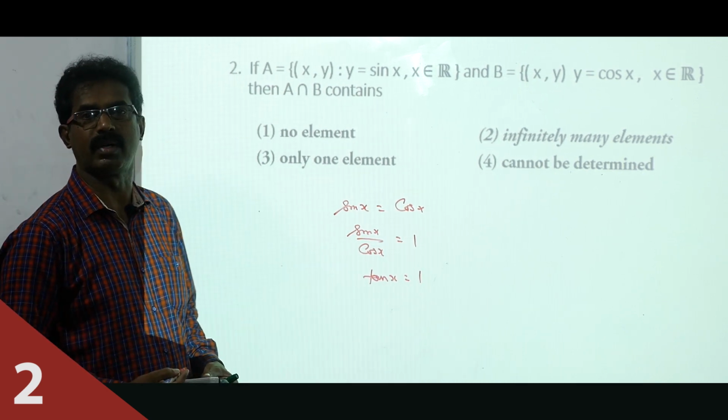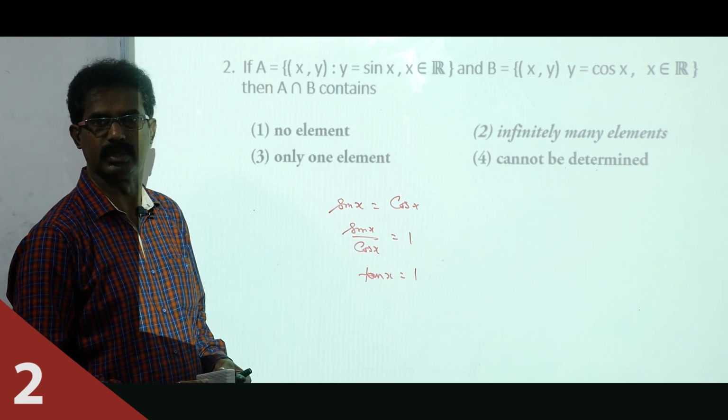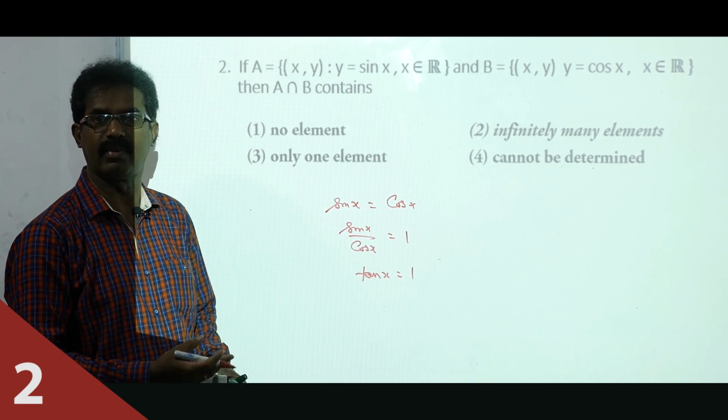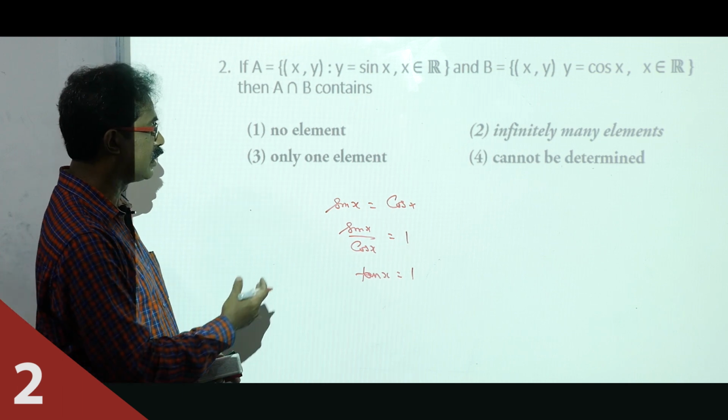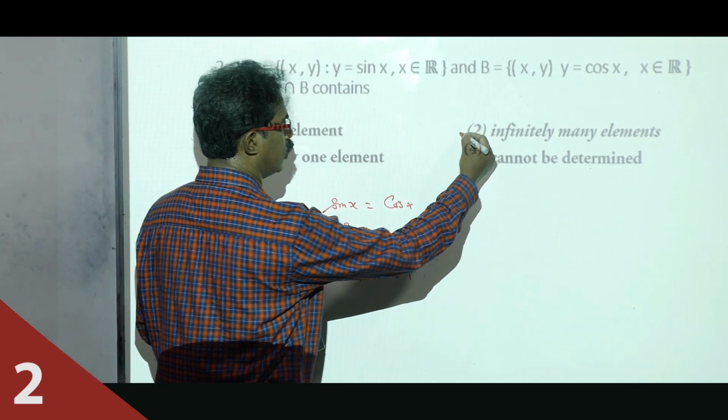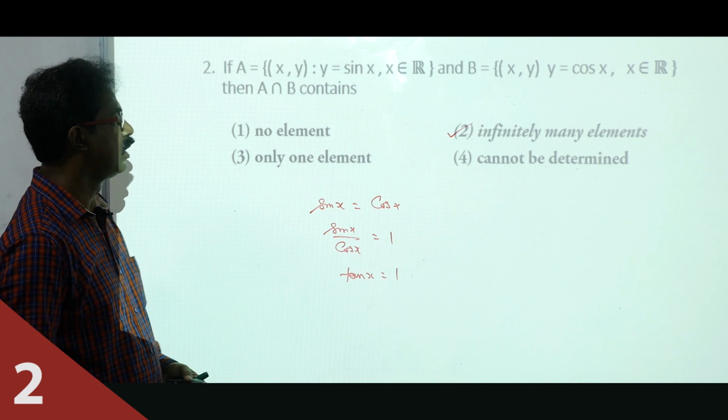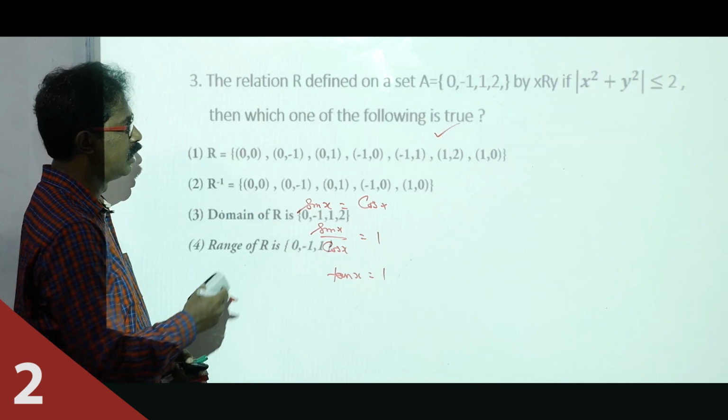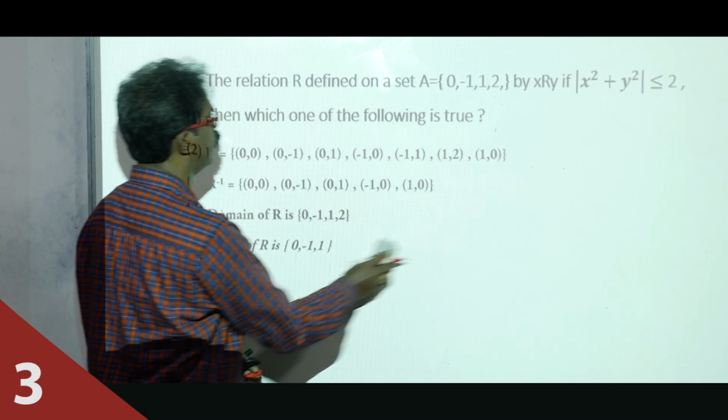You know, a trigonometric equation contains an infinite number of solutions. Tan theta equal to tan alpha, you know how to solve that one. So it has an infinite number of solutions. So the correct answer is the second one, infinitely many solutions. Now, let us see the third question.